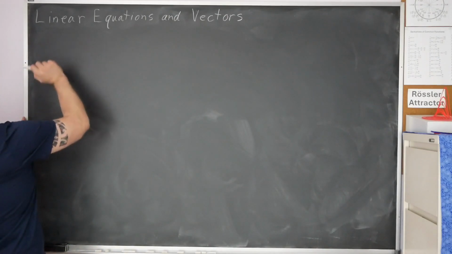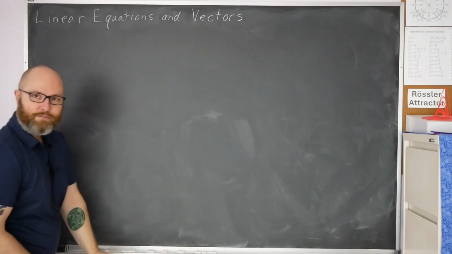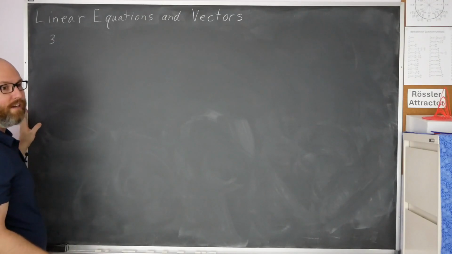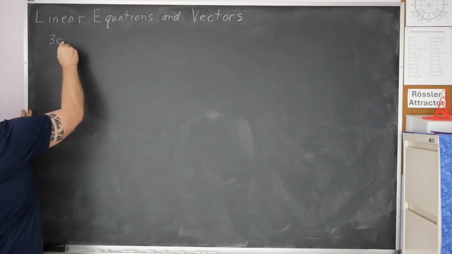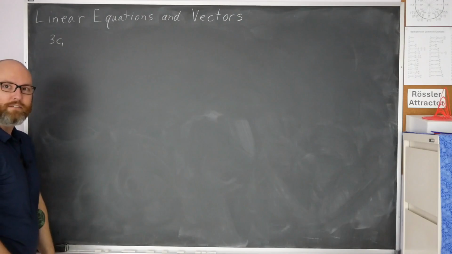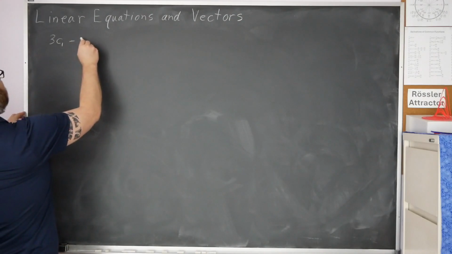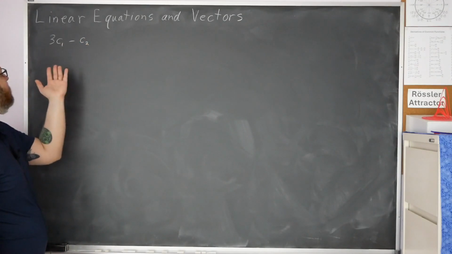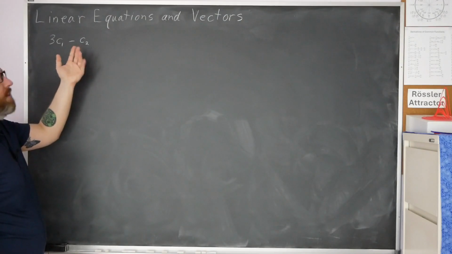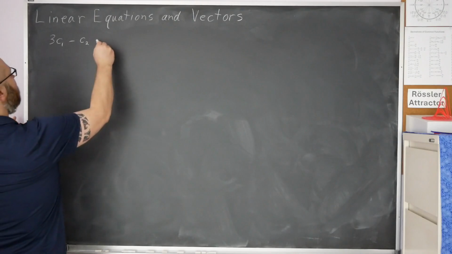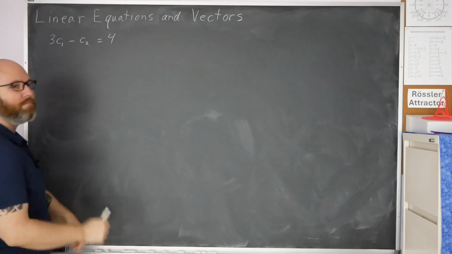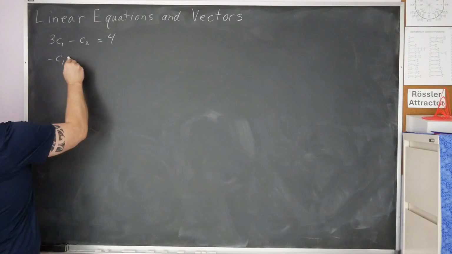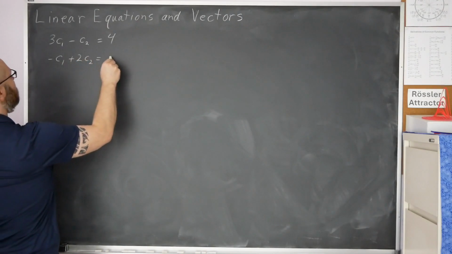So let's say we have a system of equations. And I'm going to write them a little bit differently this time. Normally I do like 3x plus y or something. Here I'm going to do 3 times some number c subscript 1, all right? Then I'm going to subtract from that c subscript 2. So c subscript 1, I'm going to call c1, and then c2 are just some numbers, all right? And that has to equal 4. Okay, then my second equation, I'm going to have a negative c1 plus 2c2 equals 3.